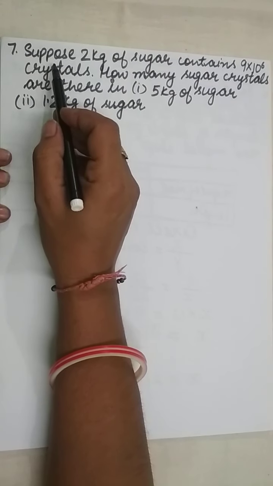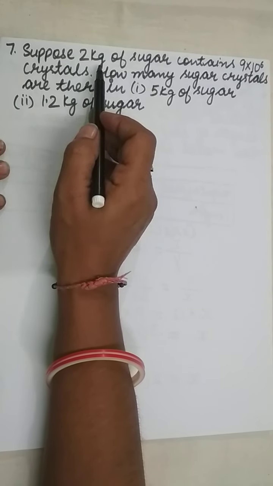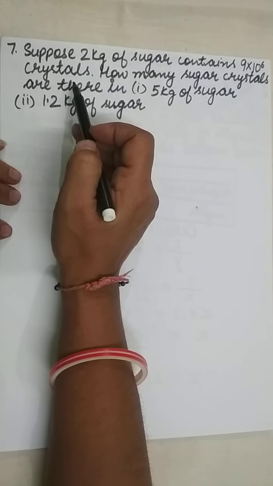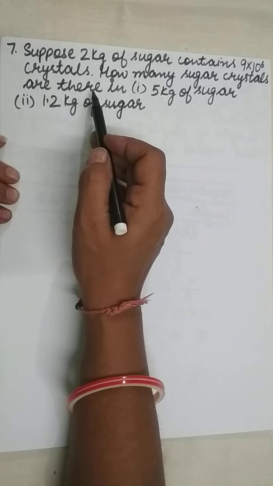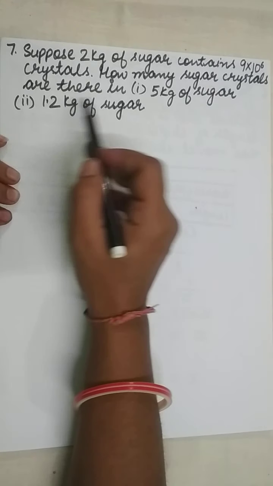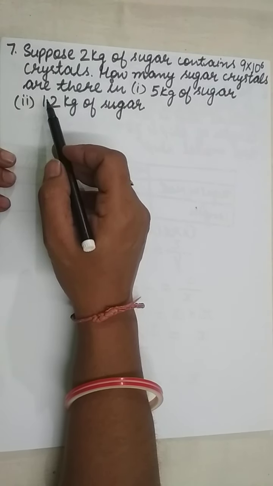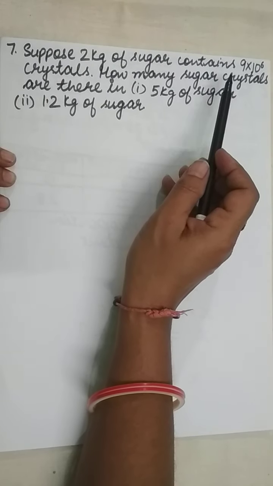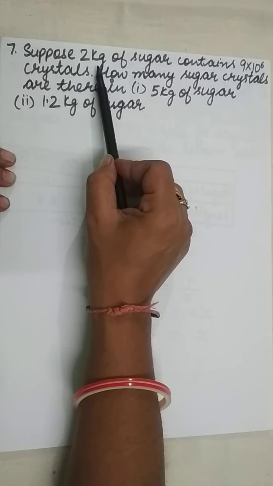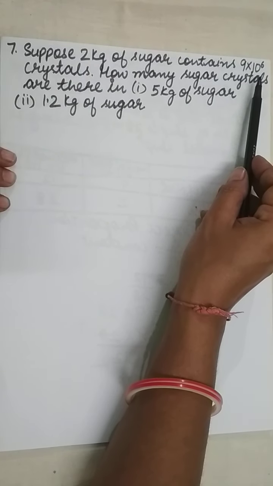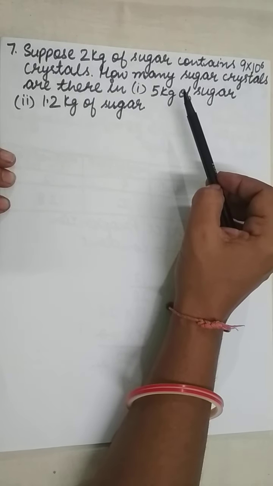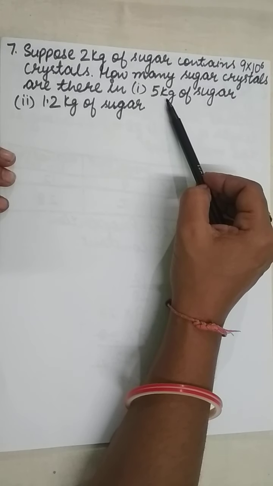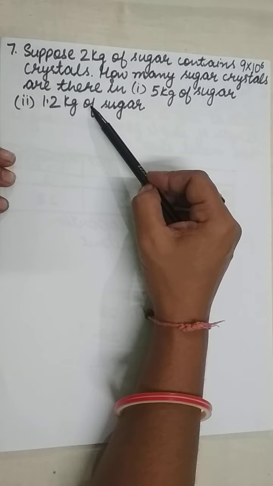Next is question number 7. Suppose 2 kilograms of sugar contains 9 into 10 raised to power 6 crystals. How many sugar crystals are there in 5 kilograms of sugar? Second part is 1.2 kilograms of sugar. Now the number of crystals in 2 kilograms of sugar is given, that is 9 into 10 raised to power 6. We are to find the number of sugar crystals in 5 kilogram of sugar and 1.2 kilograms of sugar.